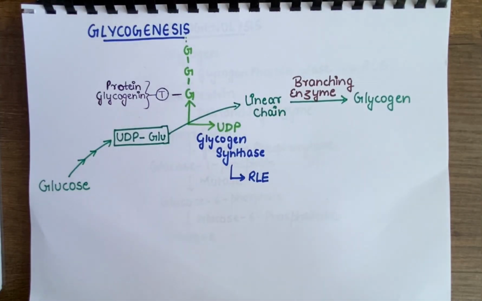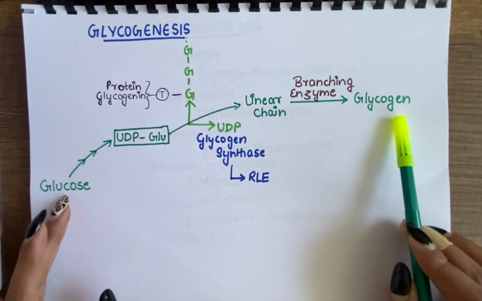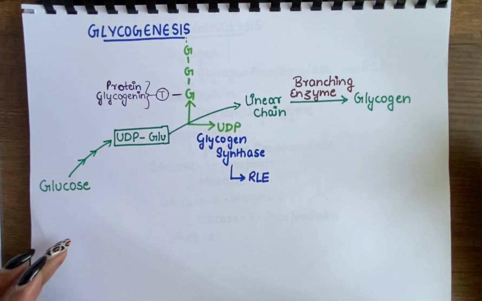Hello guys, in this video we will be studying about glycogen storage diseases, but first I would like to give you an overview of glycogenesis and glycogenolysis. So what happens in glycogenesis? Glycogenesis means formation of glycogen from glucose, and this process is taking place in liver and skeletal muscles.